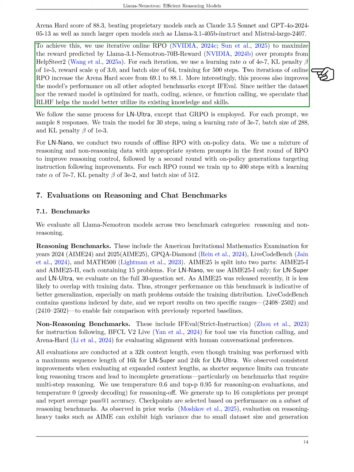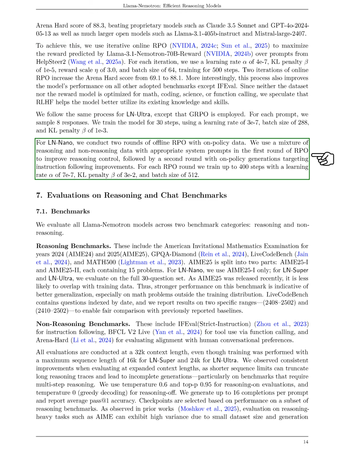For Llama Ultra, we follow a similar process but with GRPO, sampling multiple responses per prompt and training with specific parameters. For Llama Nano, we conduct 2 rounds of offline RPO, first improving reasoning control and then focusing on instruction following enhancements. Each round involves training with a set number of steps and carefully chosen learning rates and batch sizes.